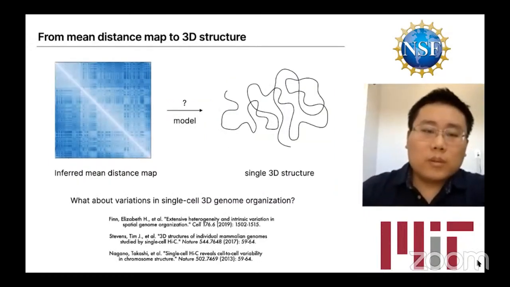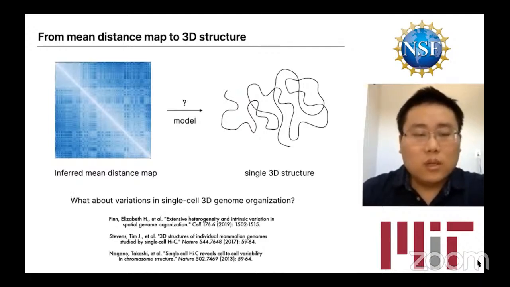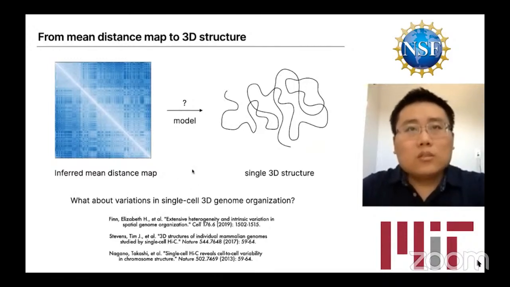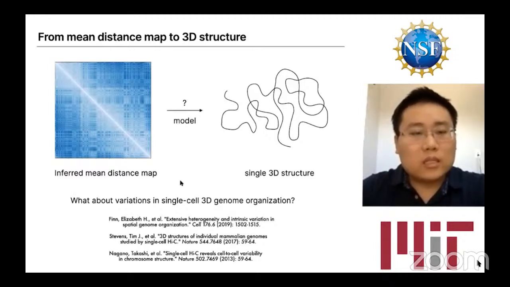So when people think about the 3D structure, they sometimes think of a unique structure. This is true for the majority of proteins, where a native structure exists. However, it has become more and more clear that the chromosome conformation does not have a unique fold. That means that if you look at the structure of a chromosome among different single cells, you will find that they are all kind of different from each other.